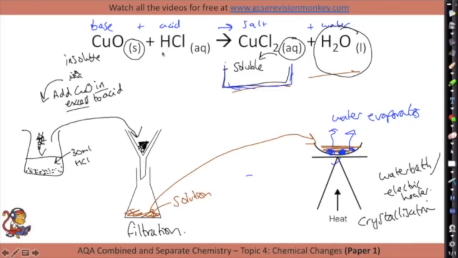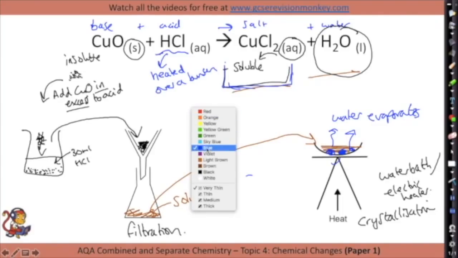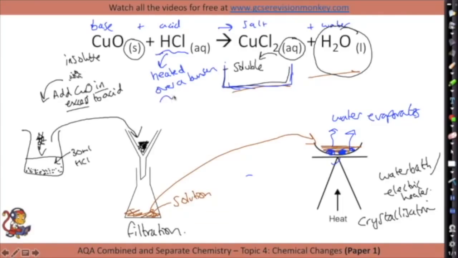You may see in the exam that to help the insoluble base react with the acid, this acid is heated over a Bunsen, just gently, just to warm it up a little bit before the base is added. But obviously that's going to have safety precautions associated with it because you're heating acid and you don't want that spitting out of the beaker. Also, when you're heating the crystals, this must be very gentle heat, otherwise they can end up drying out too quickly and spitting at you as well.